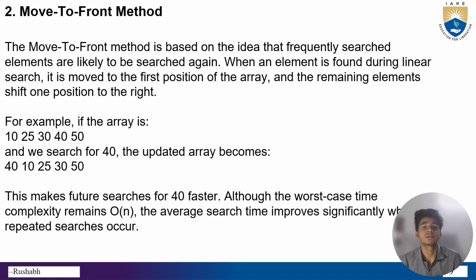Move to front method. The move to front method is based on the idea that frequently searched elements are likely to be searched again. When an element is found during linear search, it is moved to the first position of the array and the remaining elements shift one position to the right. For example, if the array is 10, 25, 30, 40, 50 and we search for 40, the updated array becomes 40, 10, 25, 30, 50. This makes future searches for 40 faster. Although the worst case time complexity remains O of n, the average search time improves significantly when repeated searches occur.